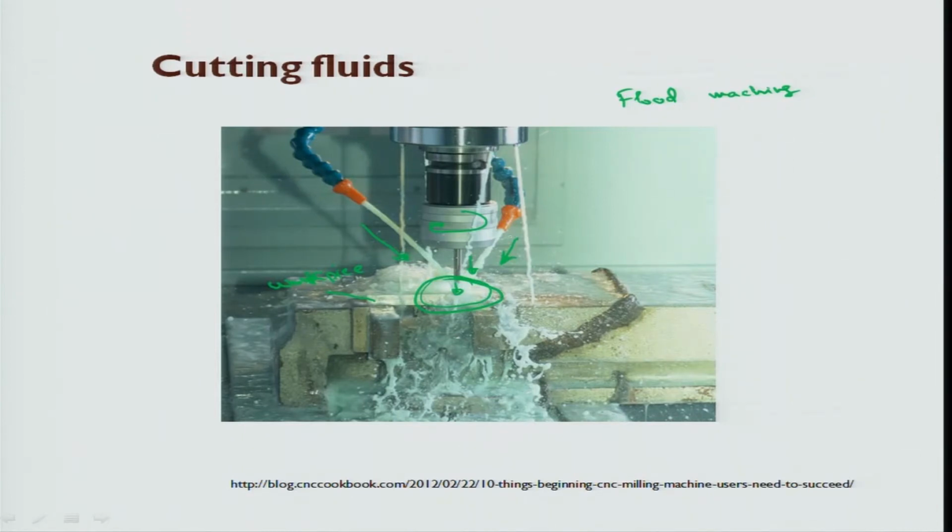So, in this case the fluid flow rate is from 4 to maybe 10 liters per minute. So, you can see that two jets are heavily flooding this workpiece. This is taken from a reference.